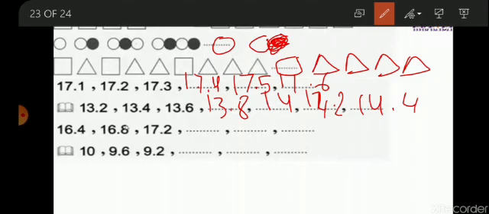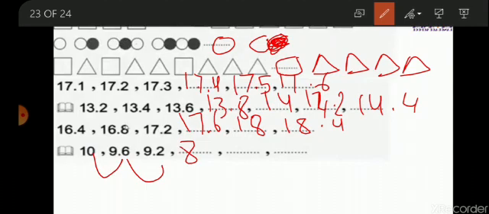17.6, 18, 18.4 and so on. 10, less 0.4 to 9.6, less to 9.2, less to 8.8. Excellent. Less to 8.4, less to 8.